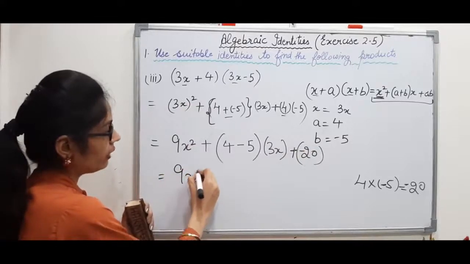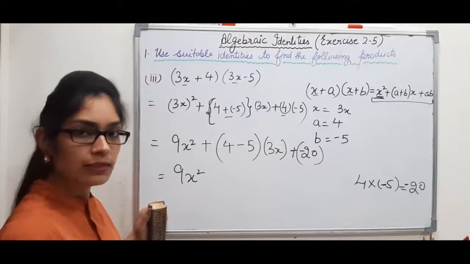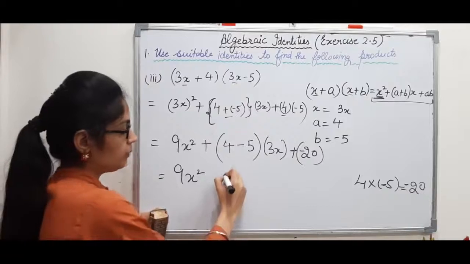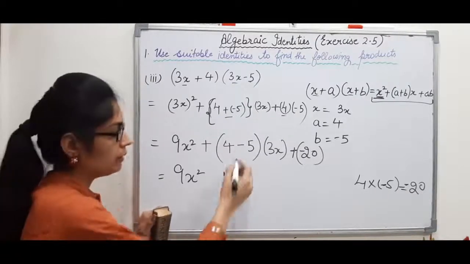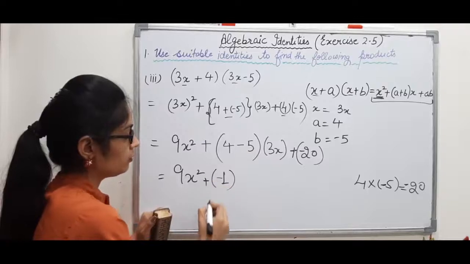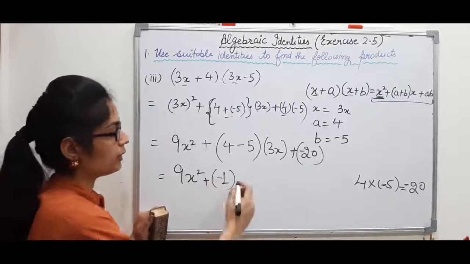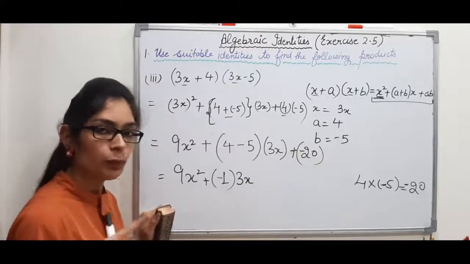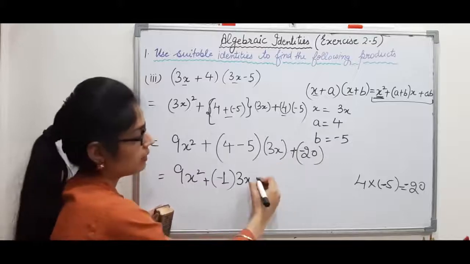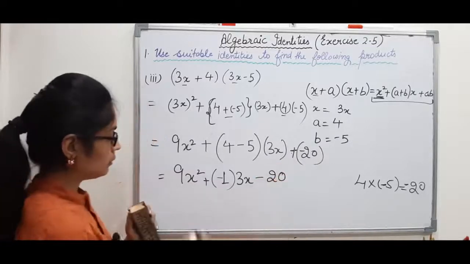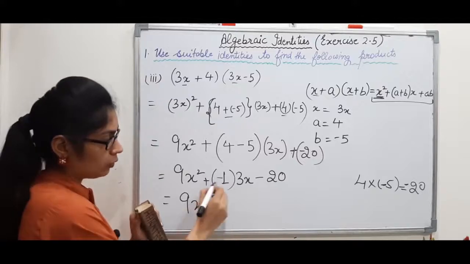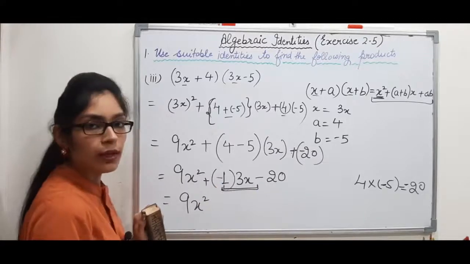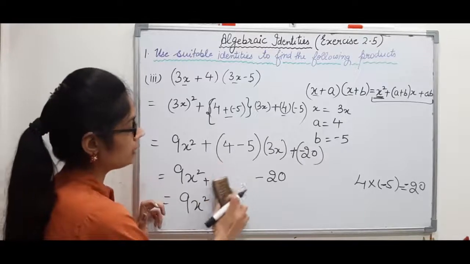So 9x square, 4 minus 5, plus minus is minus, with the sign which is with the bigger number. So 5 minus 4 is 1. The sign with the bigger number is minus, because 5 is the bigger number, so with 5 we have a minus sign, and with our answer also a minus sign will come, into 3x. Plus minus, two signs together, we have to make it one single sign. So plus minus is minus, so only minus we can write, minus 20. 9x square, again two signs together. So first of all we can do the multiplication part. Minus 1 into 3x will be equal to minus 3x.